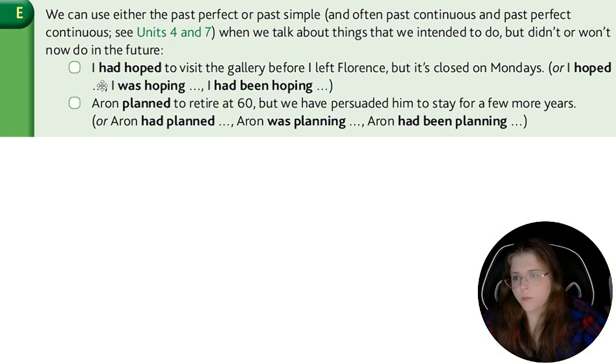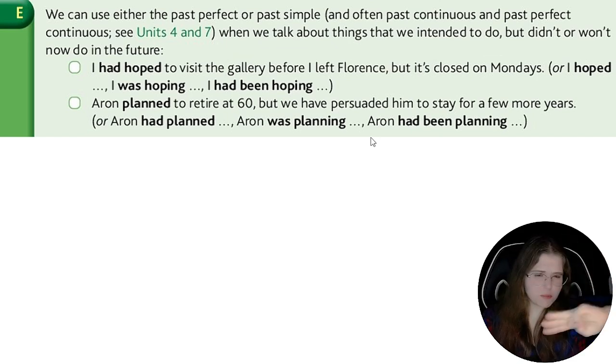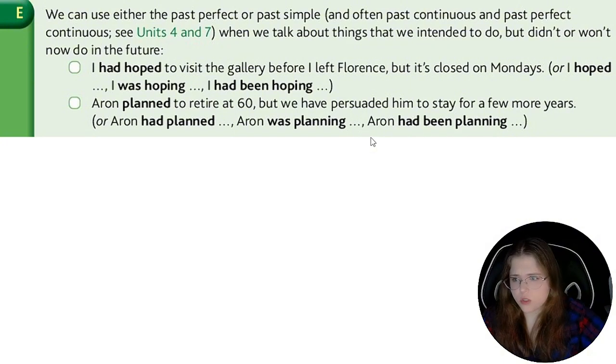Aaron planned to retire at 60, but we have persuaded him to stay for a few more years. Or he had planned, he was planning, he had been planning, and after that he changed his mind. So we can use any tense here: past simple, past continuous, past perfect continuous, whatever you want.